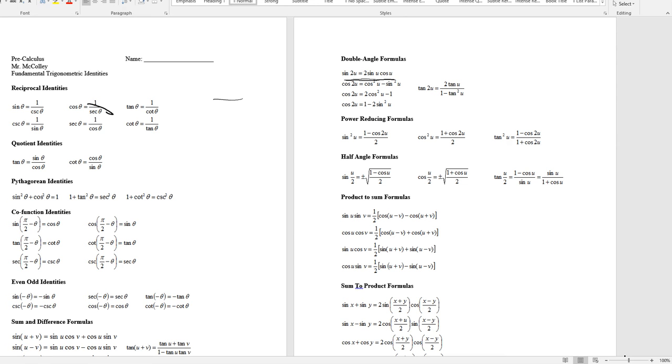It says sine 2u is equal to 2 sine u cosine u. Well, I have sine u cosine u. And so this double angle formula lets me take this sine u cosine u and shrink it down into just sine 2u. And that's going to make our lives a lot easier.